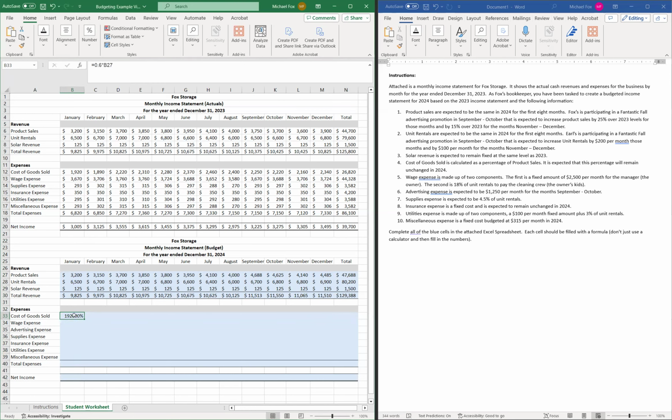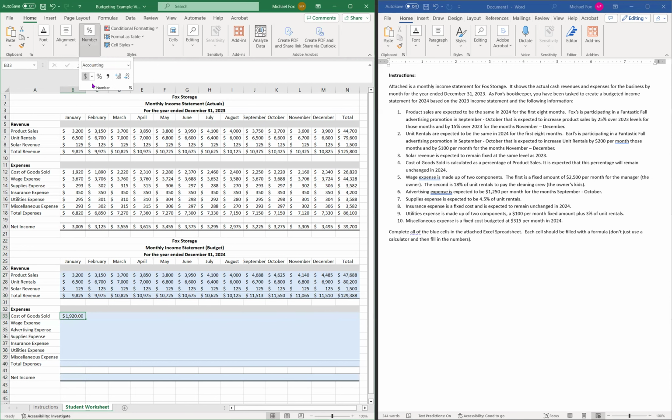And because I'm still in percents, it'll look weird. So I'm going to change it back to dollars. And I'm going to tell it I don't want any decimals. So once I figure out what that percentage is, just by taking cost of goods sold in 2023 divided by the product sales in 2023, I get 60%. Then I come in here and I say it's 60% times the product sales. That gives me my cost of goods sold projection for 2024. And once I have that 60% times product sales, I can drag it all the way across and I'll get my estimates for 2024.